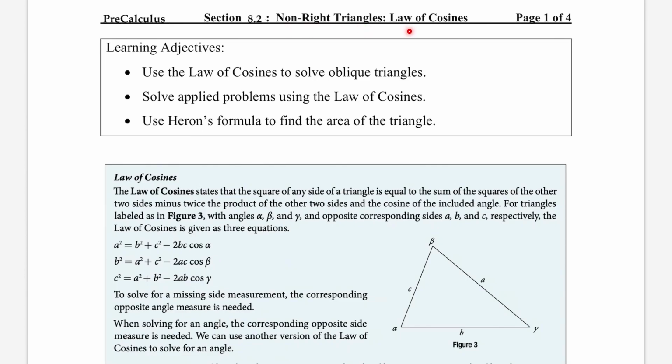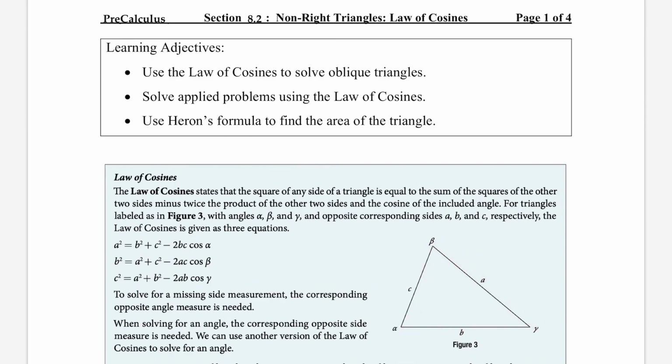Section 8.2 Non-right triangles, law of cosines. In this section, we are going to learn how to use law of cosines to solve for non-right triangles. Law of cosines is used whenever law of sines cannot be used.